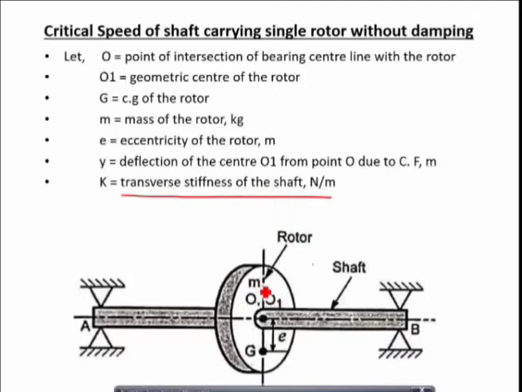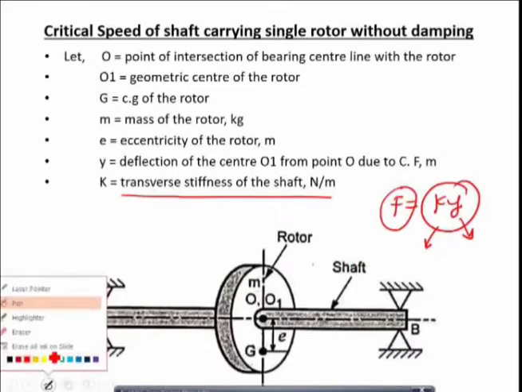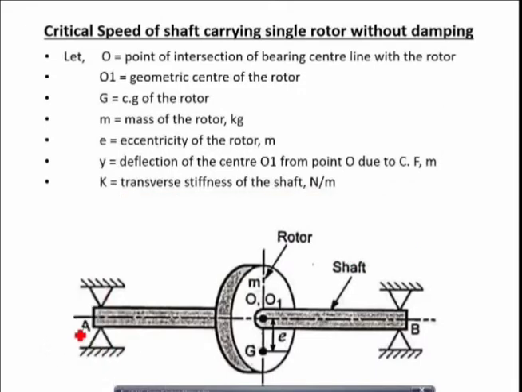That is why K is being considered as the transverse stiffness of the shaft, which is measured in Newton per meter. So basically, the stiffness force is given by F equals K into Y, where K is the transverse stiffness and Y is the deflection of the center. This F is also called the restoring force. It will try to restore the shaft to its original position, because it has been deflected due to the centrifugal force. And omega is the angular speed of the shaft in radian per second, and omega n is the natural frequency of free vibration. Let us say that omega is equal to the natural frequency of free vibration. So this is what we have assumed.